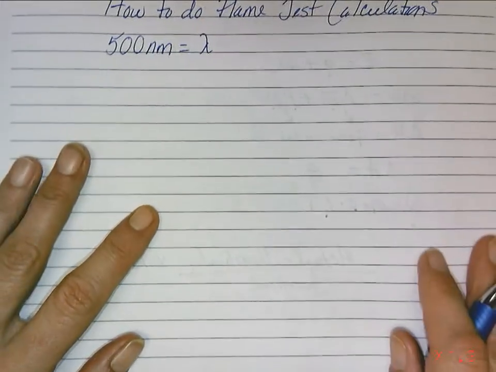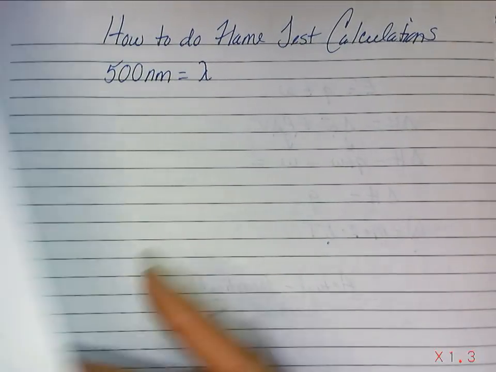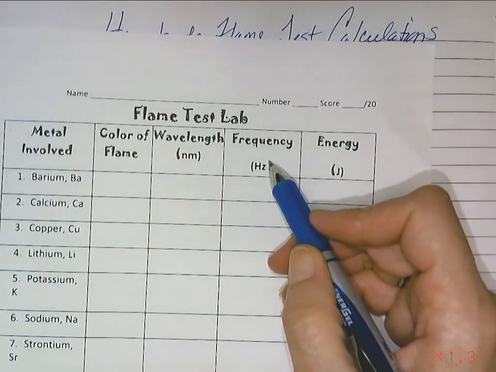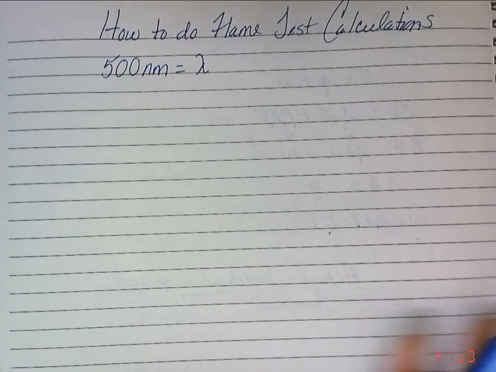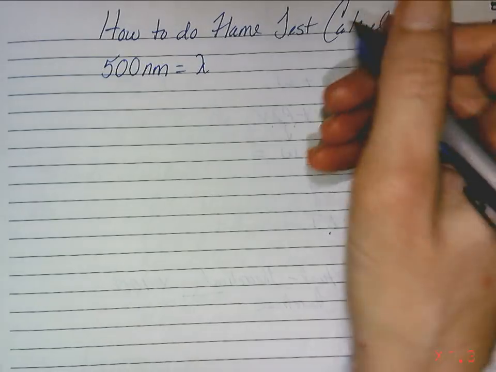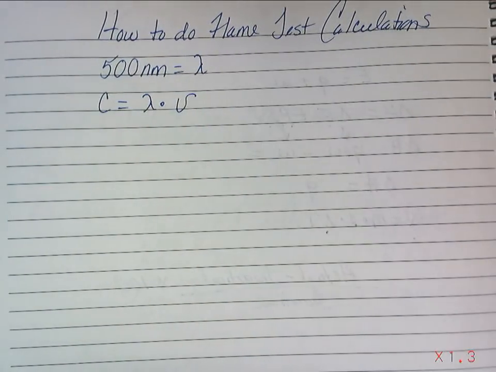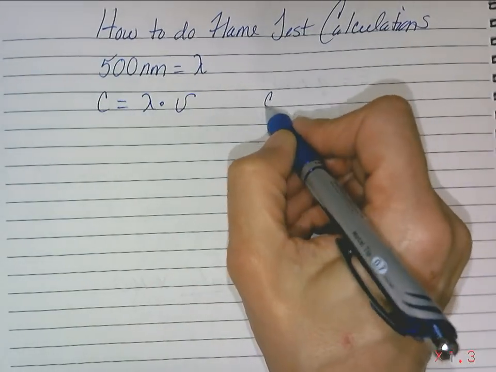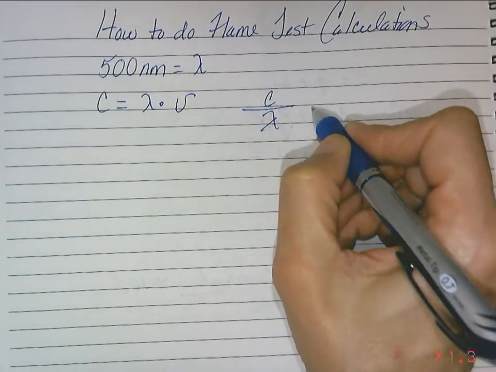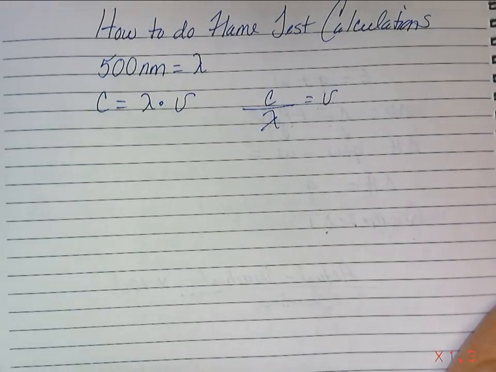There's the symbol for wavelength. Now, you've got to go calculate frequency. There is one equation that will allow you to do that. That's c equals wavelength times frequency. All you need to do is divide c by wavelength to get the frequency.